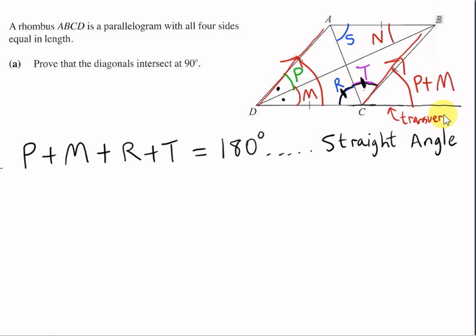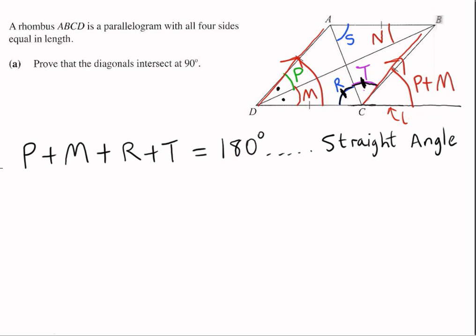So as I've explained before, a transversal that cuts two parallel lines makes two equal angles called corresponding angles. So the angle out here is the same as this angle here, P plus M. And notice that if we add all these angles together, we get a straight angle, 180 degrees. So P plus M plus R plus T equals 180 degrees.